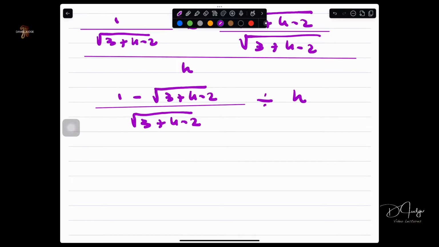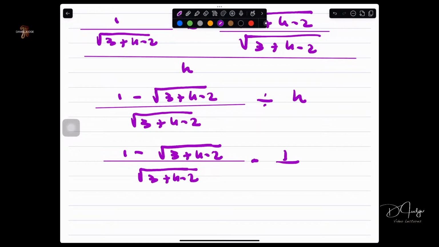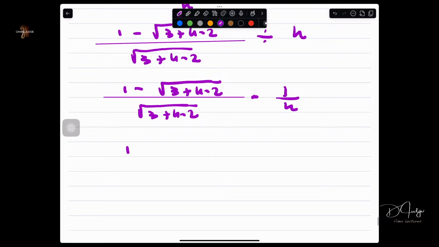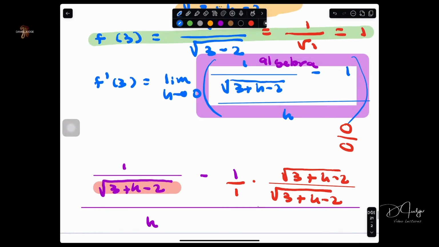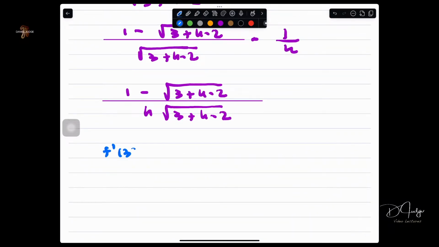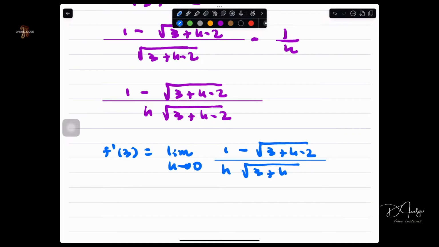And what that's going to do now is we get 1 minus the square root of 3 plus h minus 2 over the square root of 3 plus h minus 2, times 1 over h, which gives us 1 minus the square root of 3 plus h minus 2 over, I'm going to put the h in front here, h times the square root of 3 plus h minus 2. Now, at this point, you have f prime of 3, which is the limit as h goes to 0 of 1 minus the square root of 3 plus h minus 2 over h times the square root of 3 plus h minus 2.